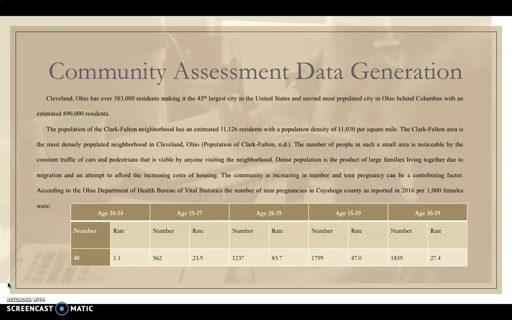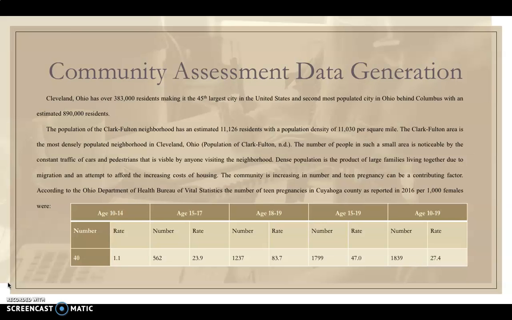Cleveland, Ohio has over 383,000 residents, making it the 45th largest city in the United States and the second most populated city in Ohio behind Columbus, with an estimated 890,000 residents. The population of the Clark-Fulton neighborhood has an estimated 11,126 residents with a population density of 11,030 per square mile. The Clark-Fulton area is the most densely populated neighborhood in Cleveland, Ohio. It's a lot of people in this area.